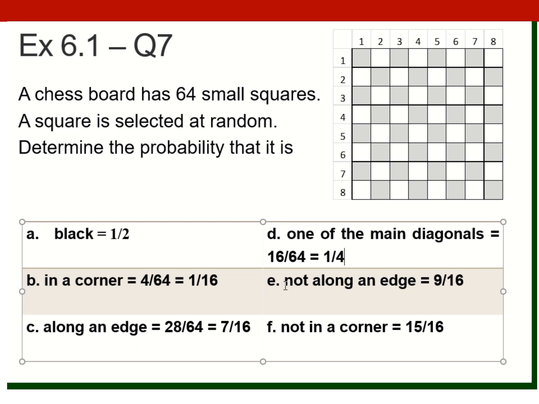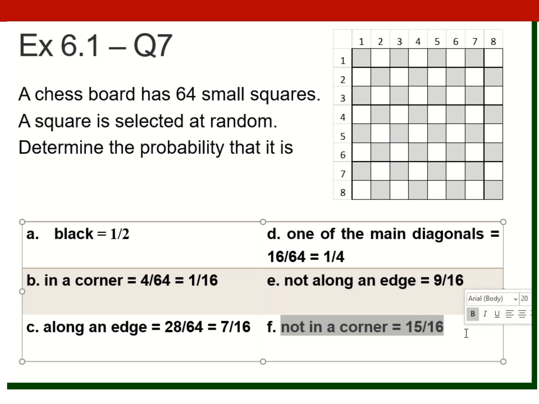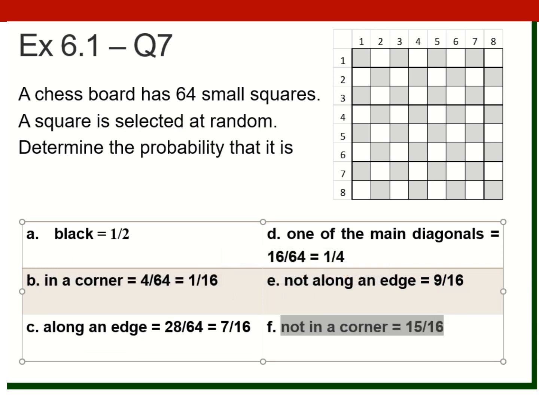Not along an edge will be the complement of this. So along an edge is 7 over 16. Not along an edge is 9 over 16. Not in a corner: if in a corner is 1 over 16, not in a corner is 15 over 16.